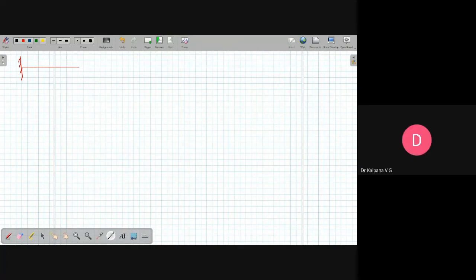So we'll do the problem with some numbers, instead of W kilonewton per meter, I can do with 5 kilonewton per meter for 2 meters and the whole span is 5 meters. Like that, we'll do the problem. Yeah, I'll start with that problem, sir. Yes. Yeah, thank you.